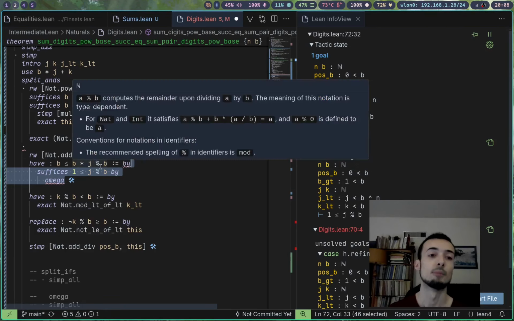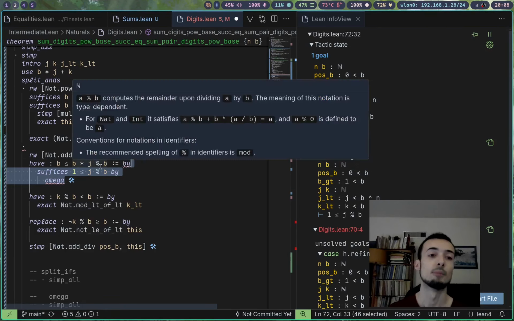So the last goal, let's see how hard this is. b times j plus k mod b equals k. Clearly this is true, right? b times j mod b is 0, plus k mod b should be k. Now, all we need to show is that modulo b distributes over addition.